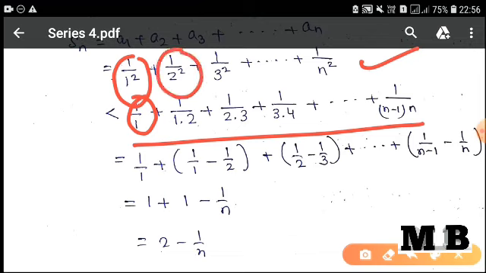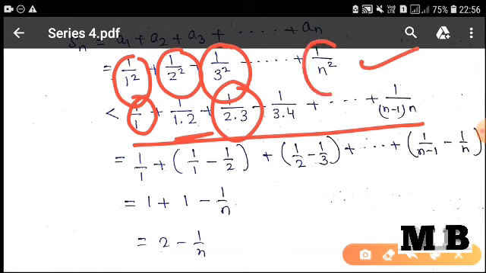From the second term onwards, I did it this way: 1 by 2 square is less than 1 by 1 into 2, and 1 by 3 square is less than 1 by 2 into 3. It goes like this, and the last term, 1 by n square, is less than 1 by (n minus 1) into n.